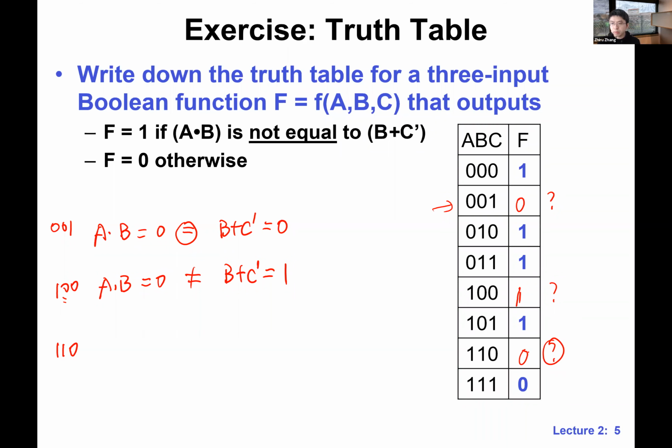Alma is asking, why is 1, 0, 1 a 1? Where's 1, 0, 1? Okay, I might be wrong. Let's just look at this one. I might be making a mistake. 1, 0, 1, A and B is what? 0, right?